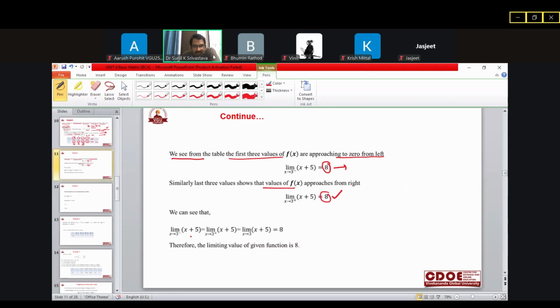So on the sequence, when x approaches 3 from the left hand side, when x approaches 3 from the right hand side, and when x is equal to 3, all the values are very near to 8. That is, the limit value of the given function is 8, because the left hand limit and right hand limit are the same in both cases. So the limit of the function at x equal to 3 is 8. That is the nearest approach of the function to find out the value of the function. So we have to think.